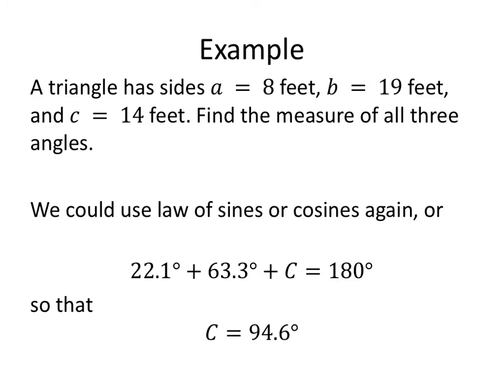I could use the law of cosines again. I could use the law of sines again. Or I can say, hey, why work that hard? I know all three angles have to add up to be 180, and since these are found values anyway, I might as well just go for it. Angle C is 94.6 degrees, and I have found the measure of all three of my angles.